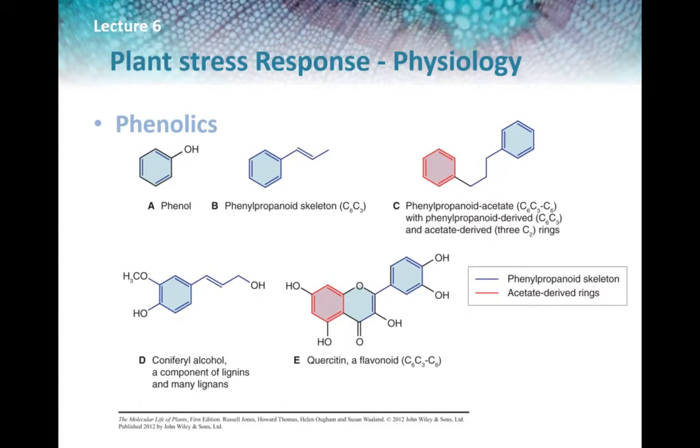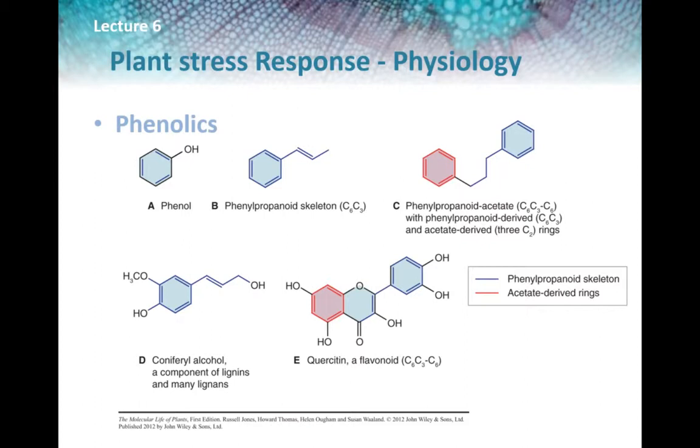Figure A shows a phenyl ring, which is considered the parent structure for all phenolics. Figure B shows the skeletal structure of the phenylpropanoid compounds. Figure C shows phenylpropanoid acetate, which is an important precursor of the flavonoids. Figure D shows lignin, which is a phenolic related to lignin. And figure E represents a flavonoid called quercetin.